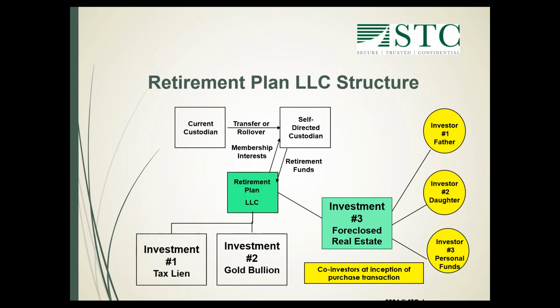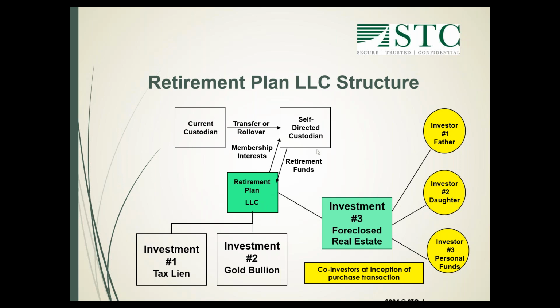Let's take a look at our retirement plan structure. You'll see on the upper left, this is your current custodian. And let's say you decide you do want to work with STC, so you complete some paperwork that directs your current custodian to transfer or roll over monies to our self-directed custodian. And while that's happening, we are setting up the LLC for your retirement plan in the state of your choice. And our operating department can talk with you about what state you might want to choose and why.